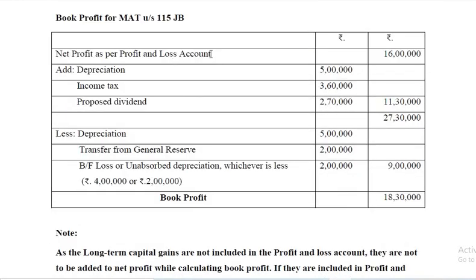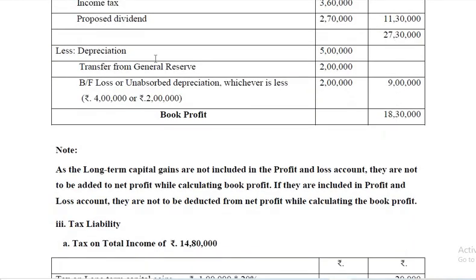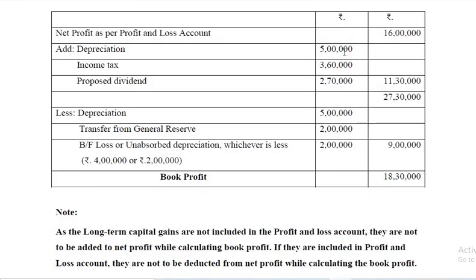So net profit as per profit and loss account 16 lakh, depreciation 5 lakh, income tax 3,60,000, proposed dividend 2,70,000, 11,30,000, together 27,30,000. Deductions: depreciation, the same amount I told you, the same amount is deducted here. Transfer from general reserve, 2 lakh.